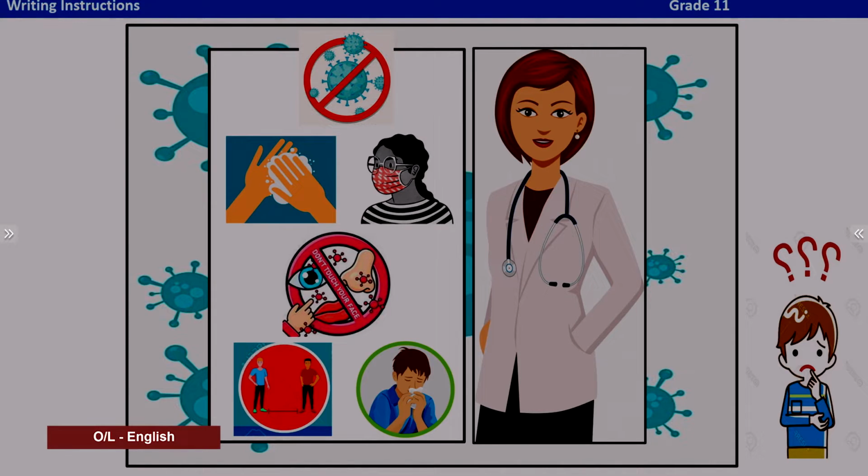says you to wear a face mask. Third picture says you not to touch your eyes, nose and mouth. And the fourth picture says you to keep your distance when you talk with someone. And what is the last picture? Last picture says you to cover your cough and sneeze. Let's help Pramod to add words to his poster.